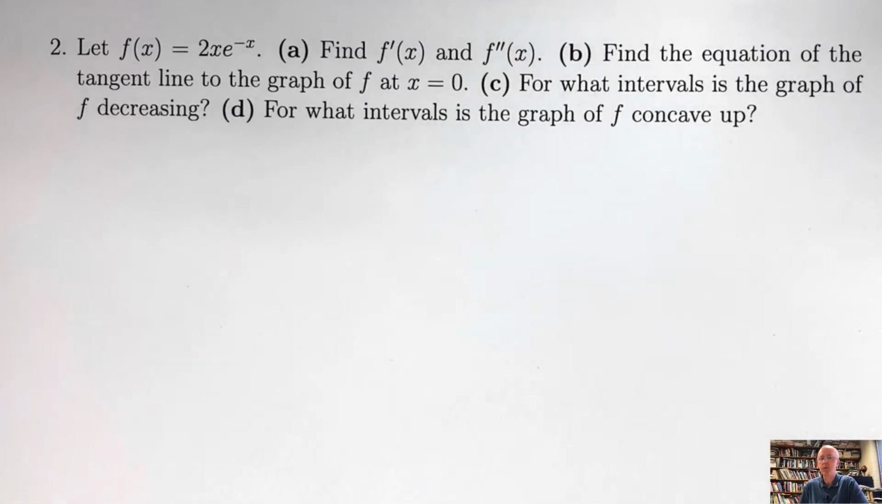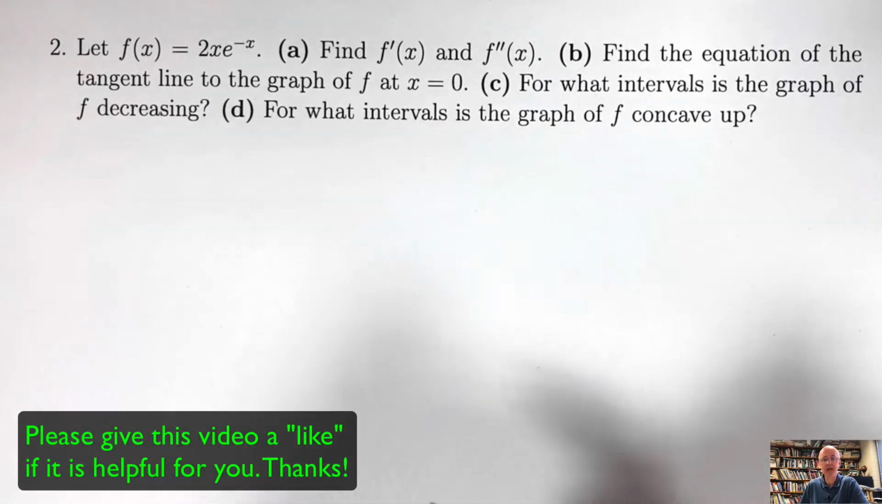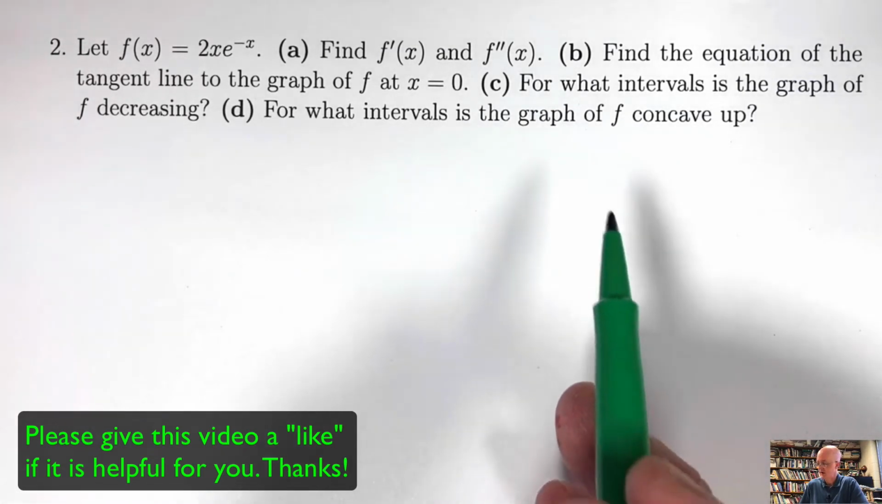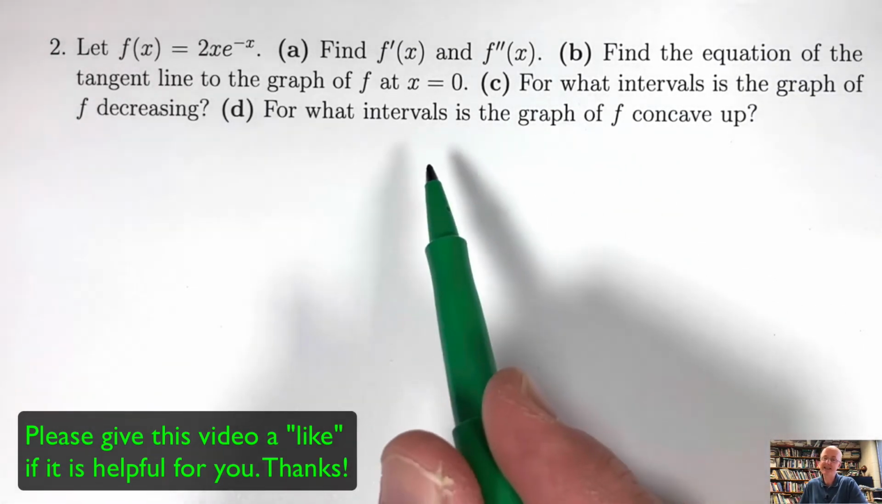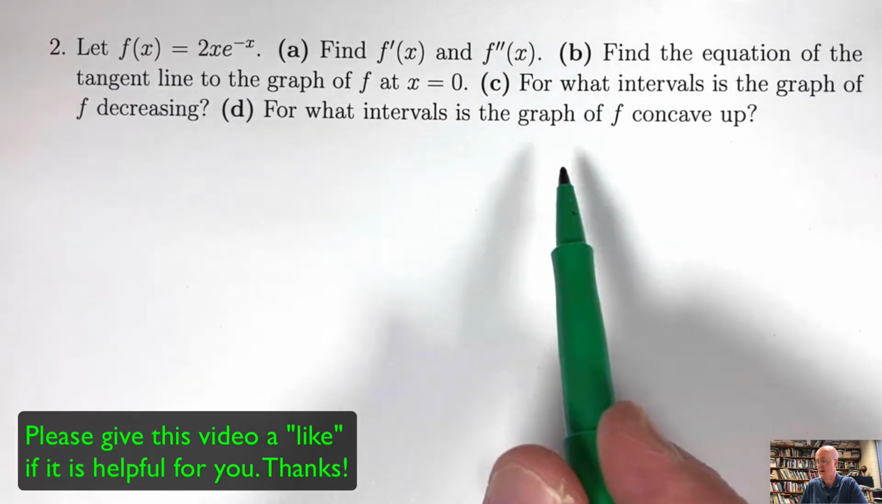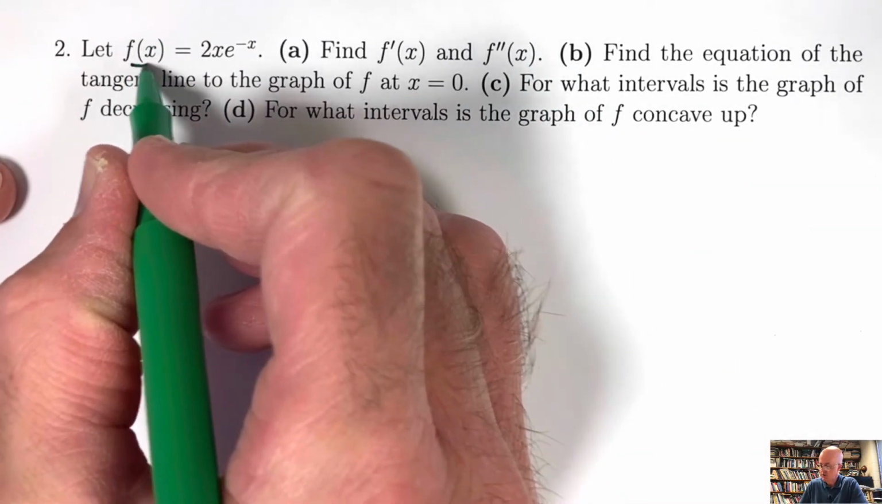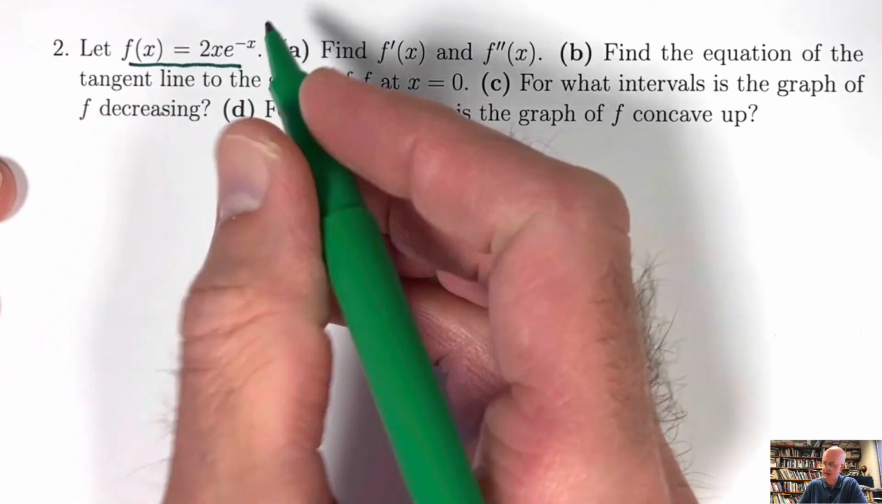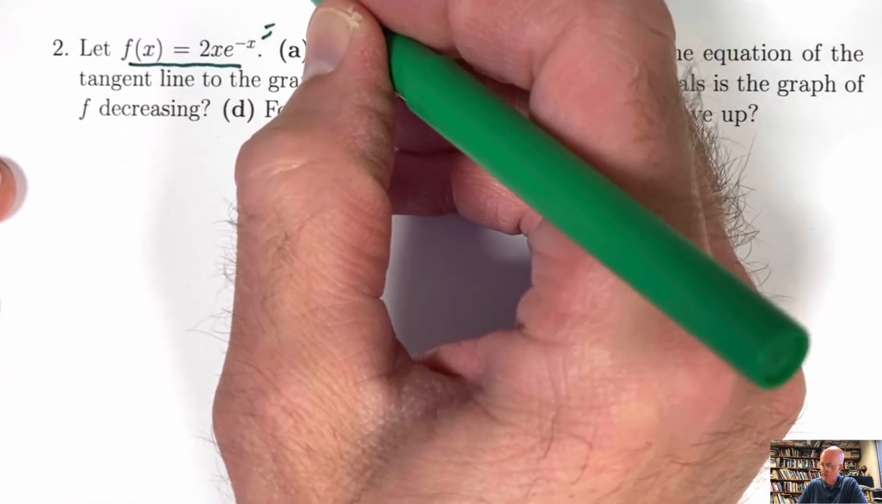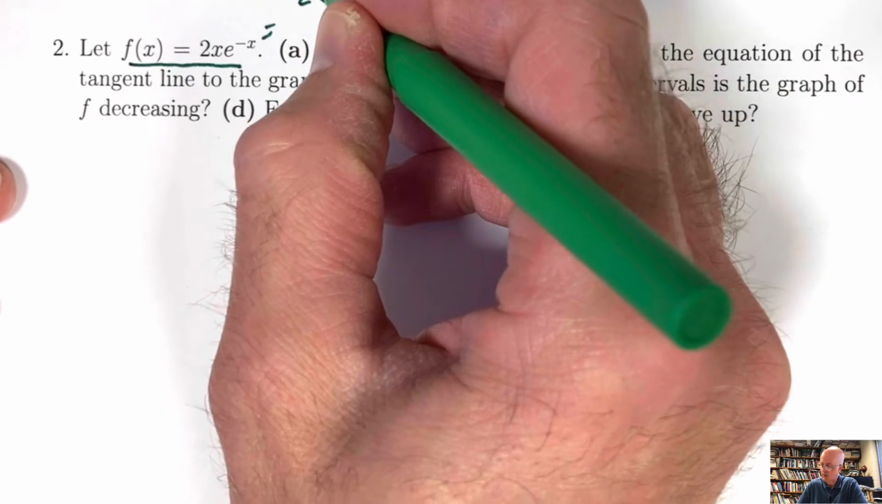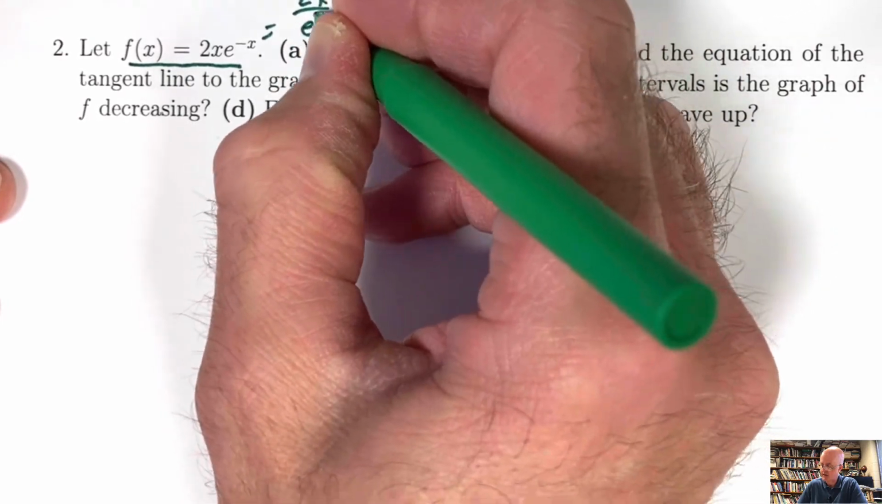In the second problem, we want to get practice again, either with a product rule or quotient rule, but we also want to remind ourselves what derivatives mean. They give us equations of tangent lines, they tell us where the function is increasing or decreasing, and the second derivative will also tell us where the graph of the function is concave up or concave down. So the function is 2 times x times e to the negative x, which, as we saw in problem 1, could also be written as a quotient 2x over e to the x.